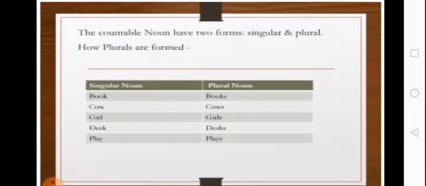Singular and plural nouns. The countable nouns have two forms, singular and plural. As I told you, we can count the countable nouns. If it is one, we will write a. If it is two, then we will put s. Clear? Book, books. Cow, cows. Girl, girls. Desk, desks. Play, plays. So we can count them. These are countable nouns.